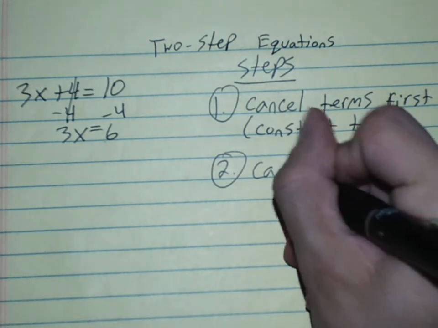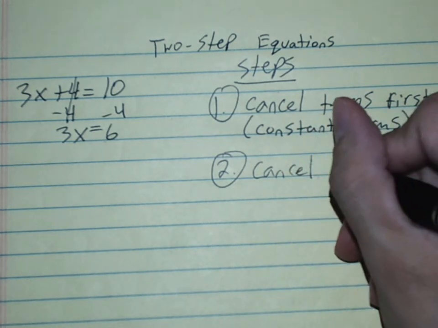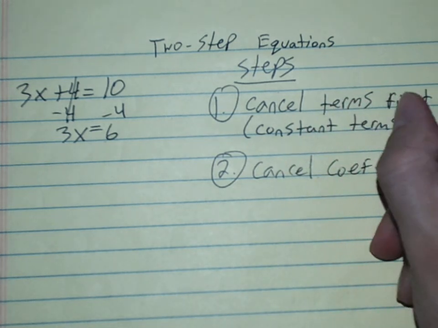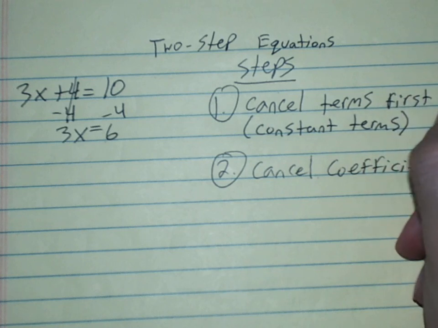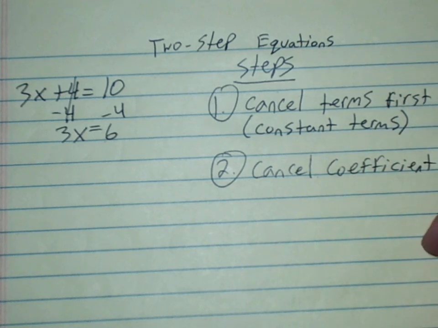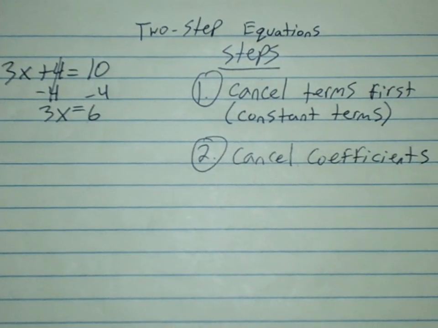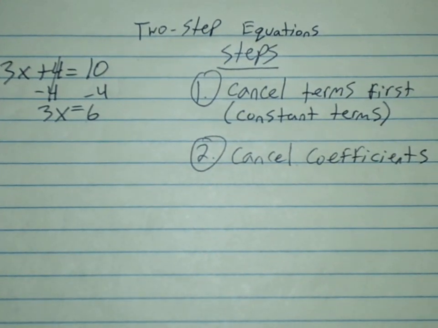Cancel coefficients. What is a coefficient? Those are numbers that are multiplied in front of the x. The numbers that are next to x. Yes, Soraya? Put a line under the 3x and put a 3, and then a line under the 6 and put a 3 like that. That's it, exactly.